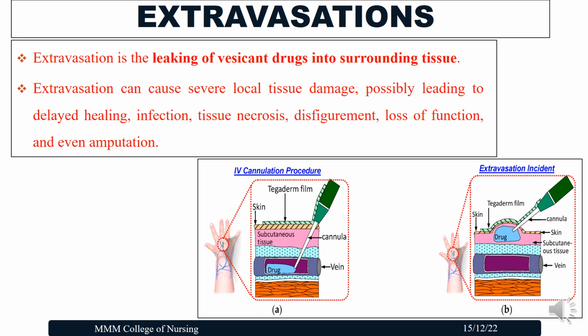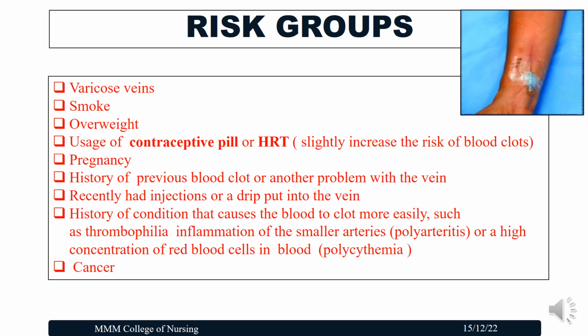The other one is extravasation. Extravasation is the leaking of vesicant drugs into the surrounding tissue. When we are administering certain drugs through the IV, they leak into the surrounding tissue. That is known as extravasation. Extravasation can cause severe local tissue damage, possibly leading to delayed healing, infection, sometimes tissue necrosis, disfigurement, loss of function, and even amputation.